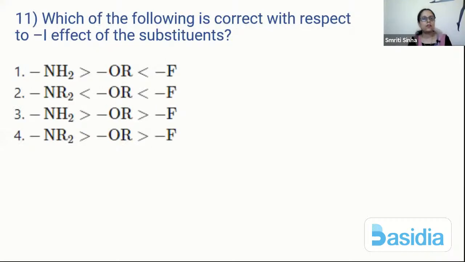Next, which one of the following is correct with respect to the minus I effect of the substituent? Which one of the following will show more minus I effect than the other? You have here three types of groups. One is fluorine, the other is OR, that is ether, and next is NH2, that is amine. Remember, you have to concentrate on fluorine, oxygen, and nitrogen.